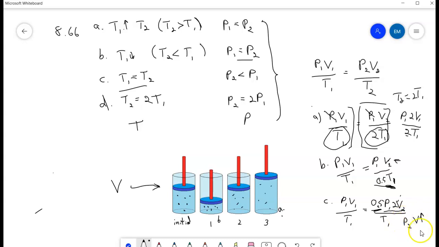So volume has to go up in order to compensate for it. So this is also going to be C. Notice we didn't really say for sure. We don't know that it's doubled for sure, but it's more.